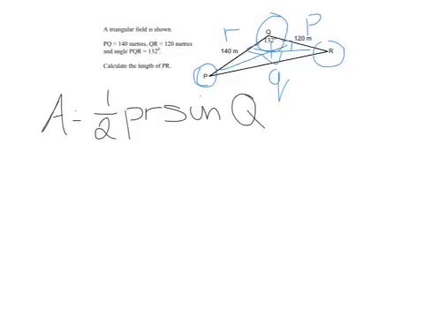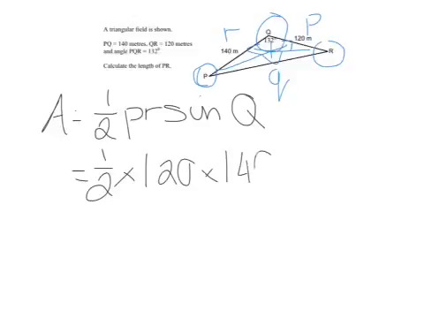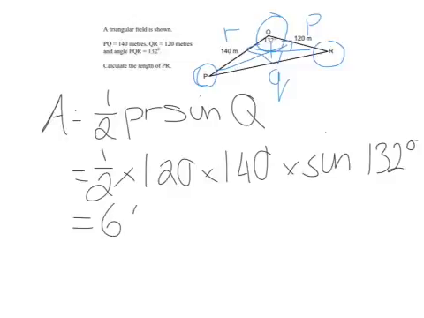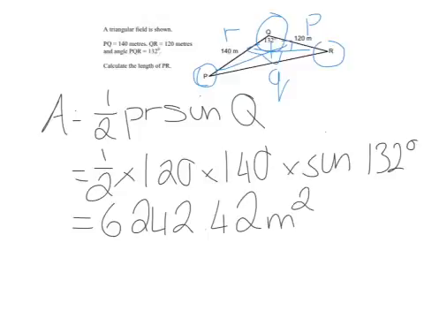So when I go to do my substitution, I'm going to do a half times side P, which is 120, times side R, which is 140, times sine of 132 degrees. And when I put that into the calculator, I get 6,242.42, and then this is an area, and our units are meters, so it's square meters.